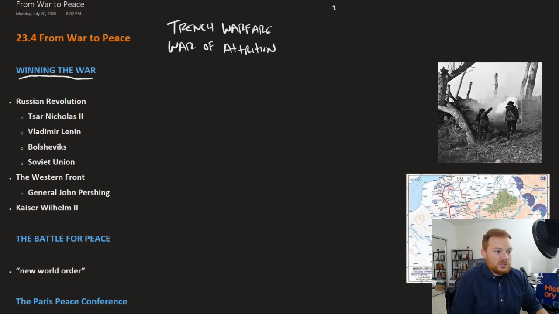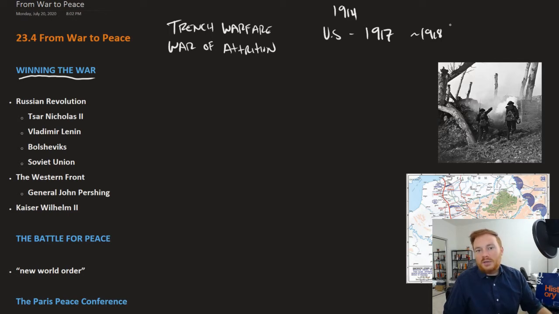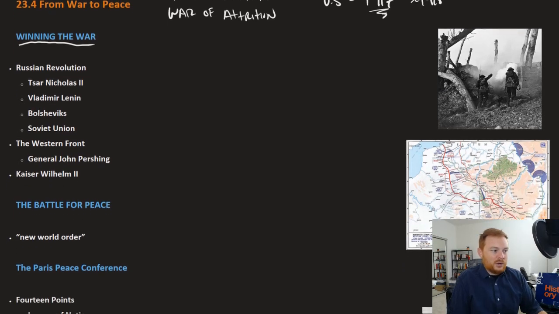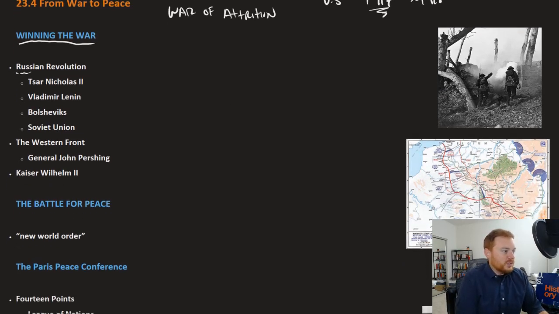Even though it started in 1914, the U.S. didn't become involved until 1917. And really it wasn't until 1918 that some of the first U.S. troops began arriving in Europe, because it took that long to mobilize. Now, around the same time that the United States entered into the war, there was a pretty important development, and that was the situation in Russia.